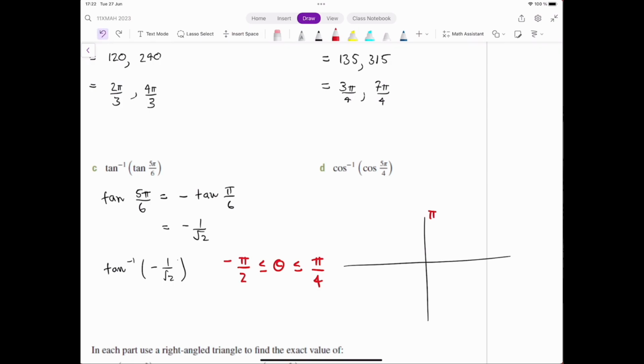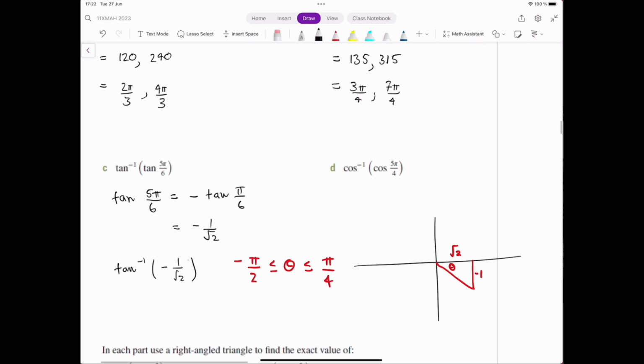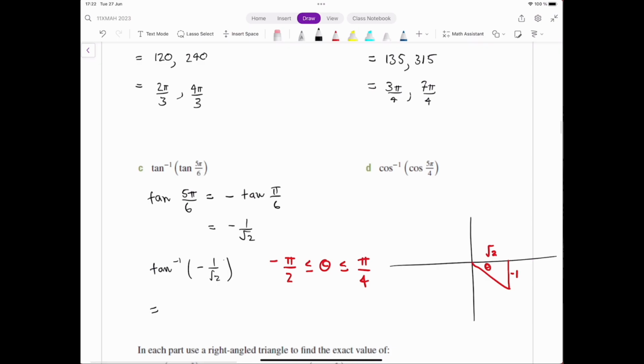But let's think about what it means to take tan inverse of minus 1 on root 2. We know one of them has to be negative. So we could say, okay, if I draw my triangle, and we've got theta here, and this is going to be root 2, and that's going to be minus 1 because we're going down by 1. So if we were to take tan inverse of that, we're going to think about what we would get. Well, tan inverse of 1 on root 3 is 30 degrees, which is pi over 6.